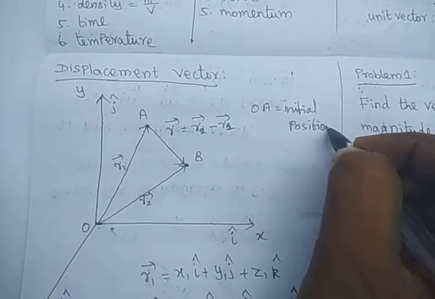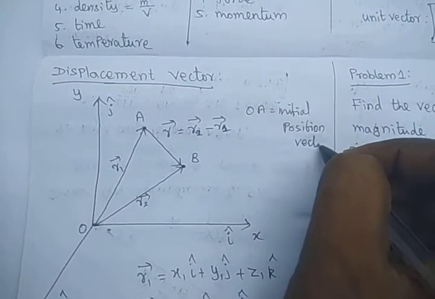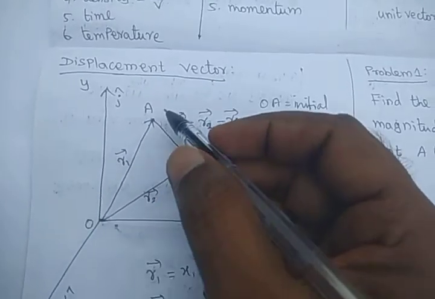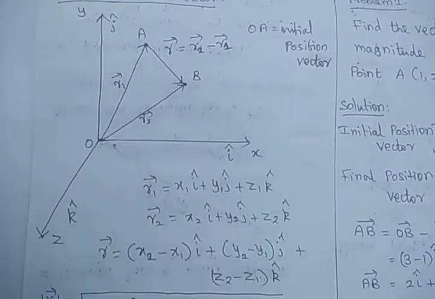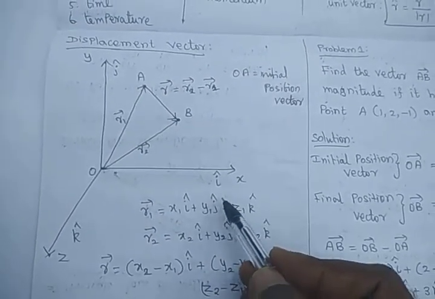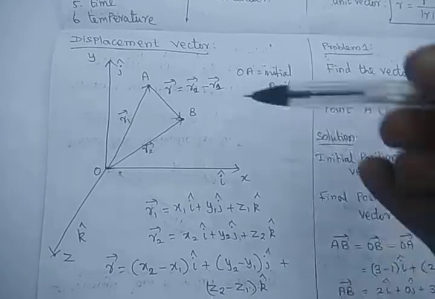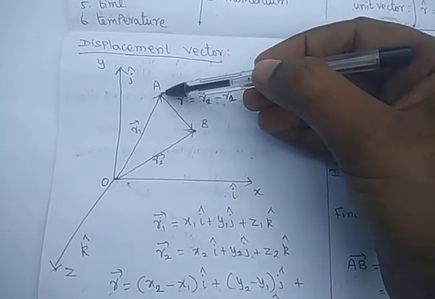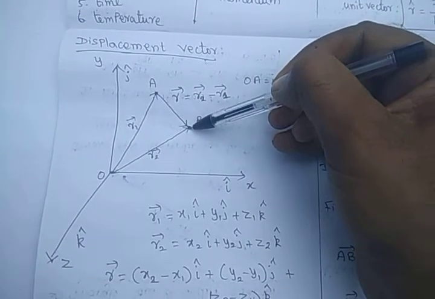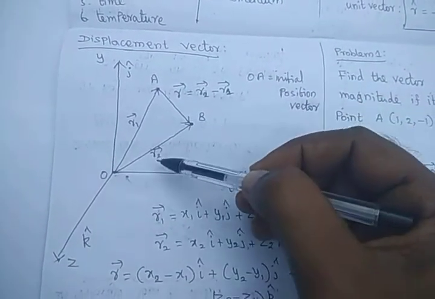So this is the initial position of the body, which is represented as a vector quantity. The initial position vector is r1 vector. We can represent the r1 vector as x1 i cap plus y1 j cap plus z1 k cap. Now the body at position A is moved to position B. From the origin, OB is r2 vector.